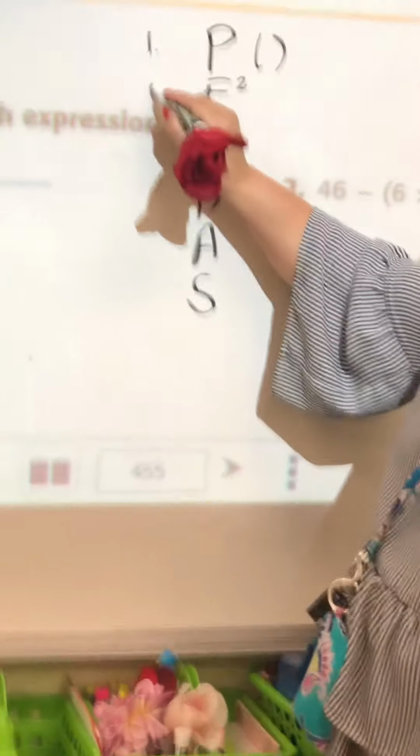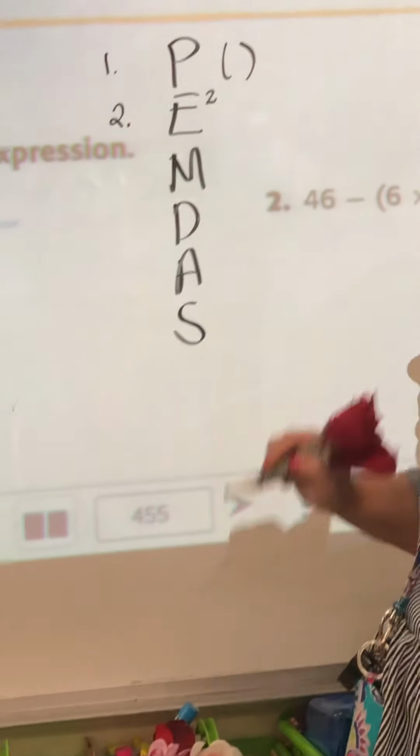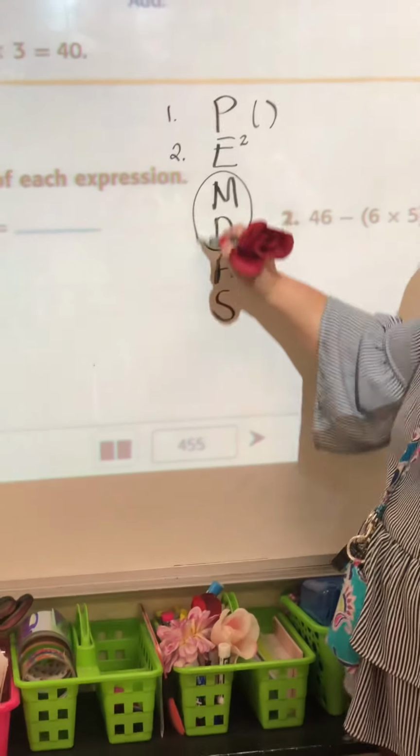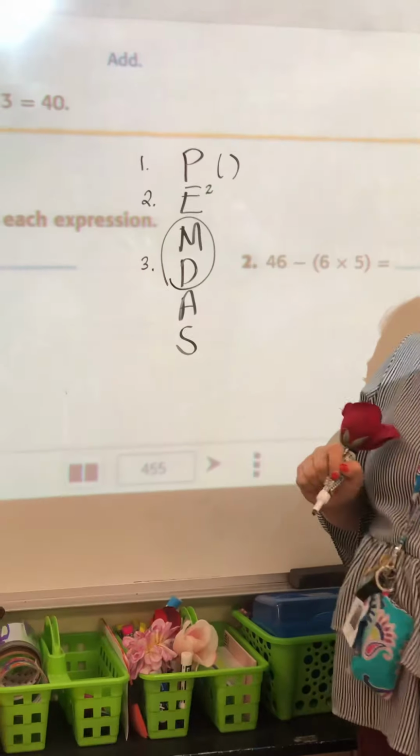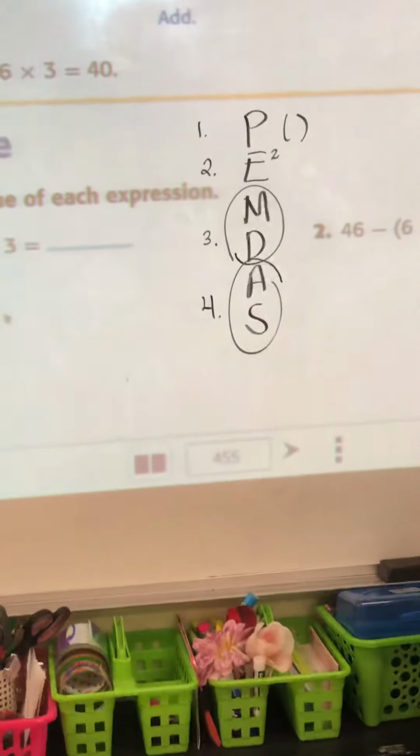So that's the first step. The second step is exponents. Next, you look for multiplication and division. You do those in the same step. And finally, 4th step, you do addition and subtraction.